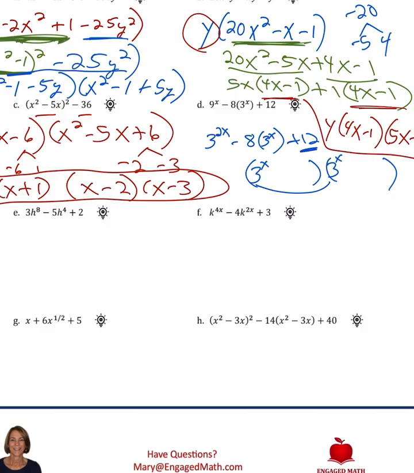Now watch this. If we could think of the two numbers that multiply to give us 12 and add to -8, like -6 and -2, they multiply to +12 and add up to -8. Watch what happens. If we were to multiply this out, we would have 3 to the 2x. Then we'd have -2 times 3 to the x, and then we'd have -6 times 3 to the x, which gives us our -8 times 3 to the x. And -6 times -2 gives us +12.